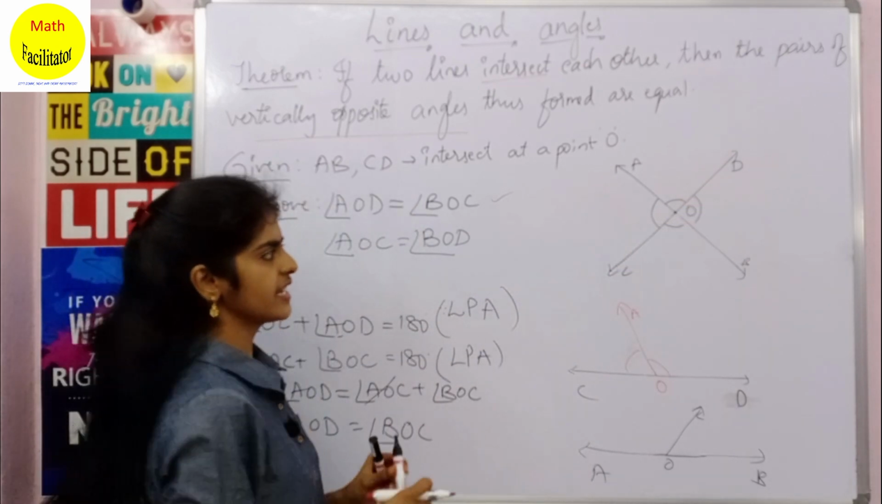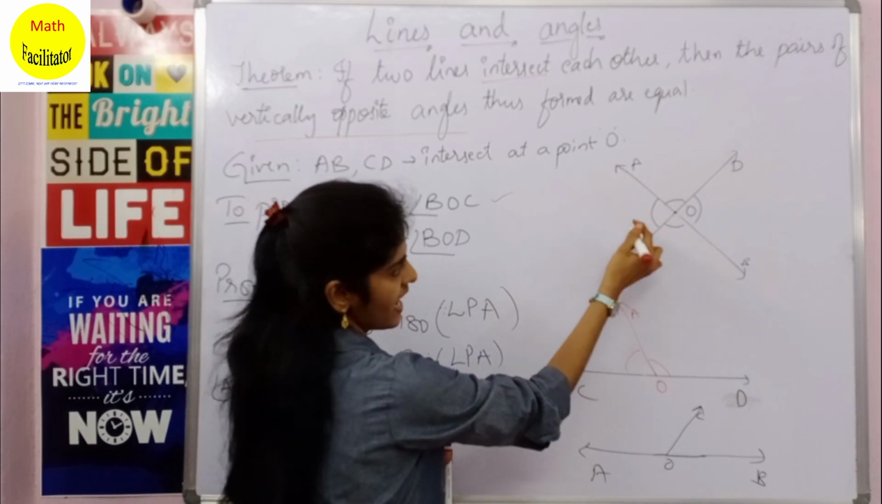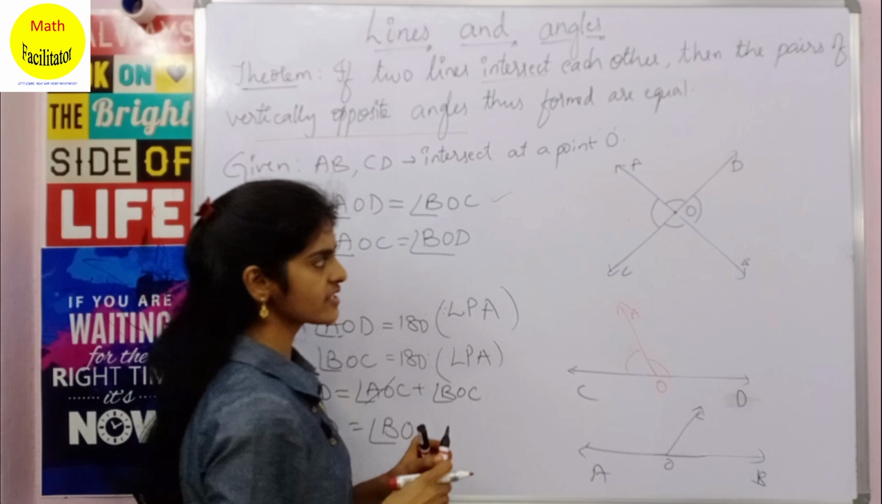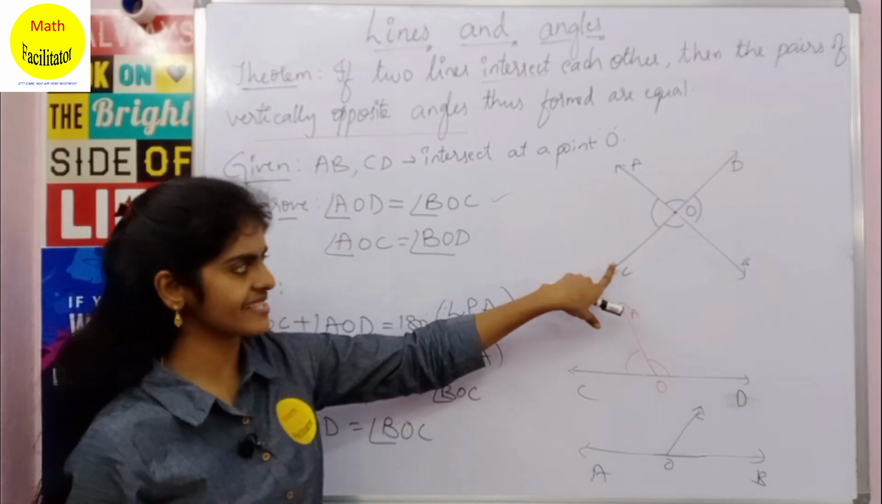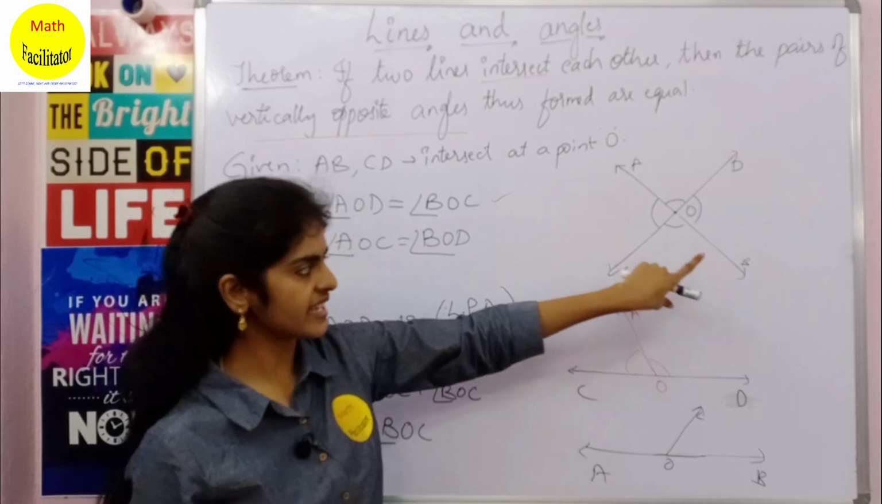So what do you take? Now you will take line AB. You want this angle. So you will take line AB and you will take these two angles. That means you will take line AB with OC standing on it. So AOC plus COB is 180.